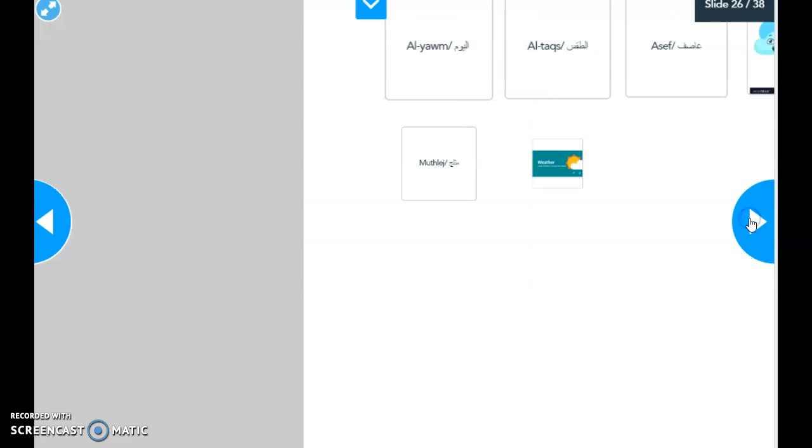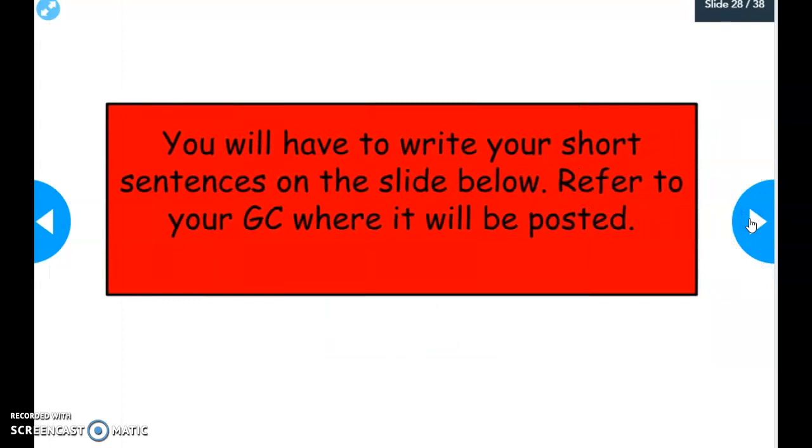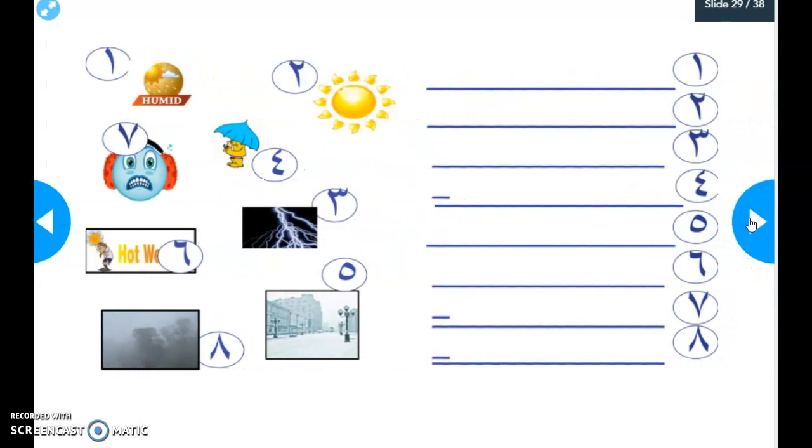Here again is another look at the study guides that, of course, we will be putting in Google Classroom. Here's another activity where you need to write sentences that correspond to the picture. Humid. So what is humid, boys and girls? Who remembers what humid is? Mumtaz. What about number seven? Cold, barid. If you are writing about number seven, you will say Al-taqs barid. Al-taqs mushmis for number two.